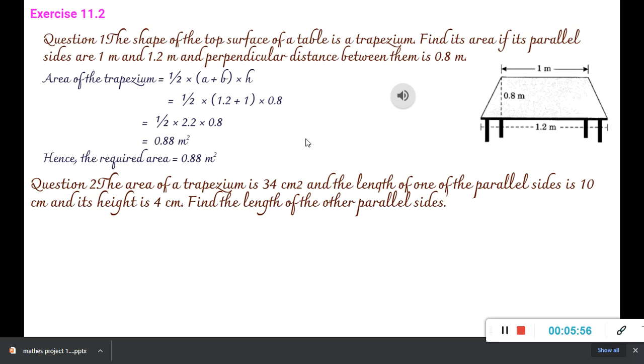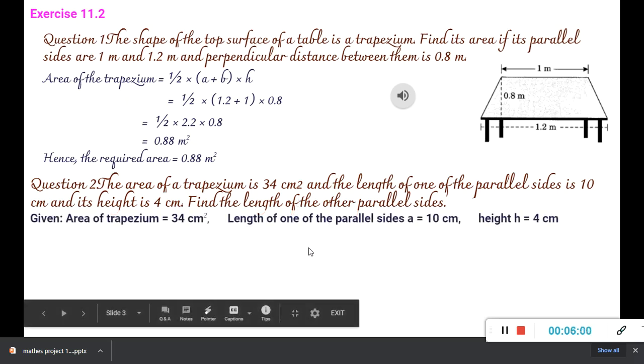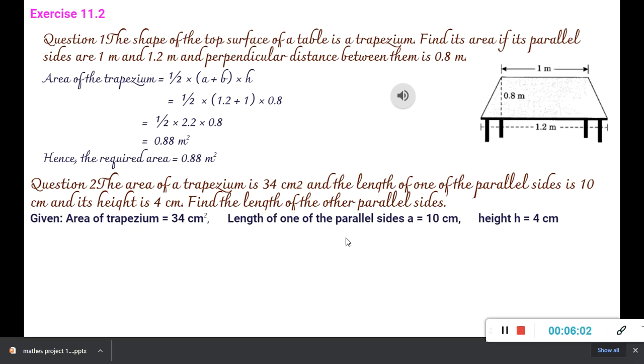Find the length of the other parallel side. So what is given here? Area of the trapezium is given, 34 centimeter square. Length of one parallel side, that is A, is given, 10 centimeter. Height H is also given, 4 centimeter.